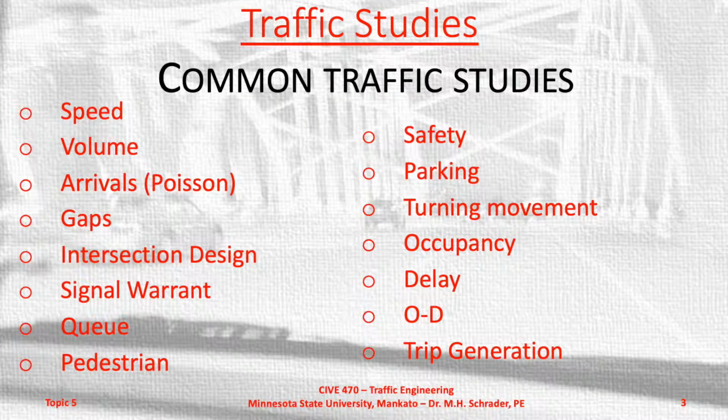improvement. If we want to improve our network or modify a thing, adding a new lane or adding a roundabout, we need to base our ideas on real information. And the way to get this real information is through traffic studies. Some common traffic studies would be speed, volume, arrivals, Poissons, gaps, intersection design, signal warrants, queue, pedestrian, safety, parking, turning movement, occupancy, delay, trip generation.